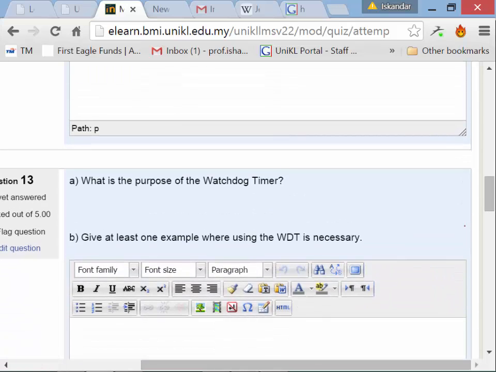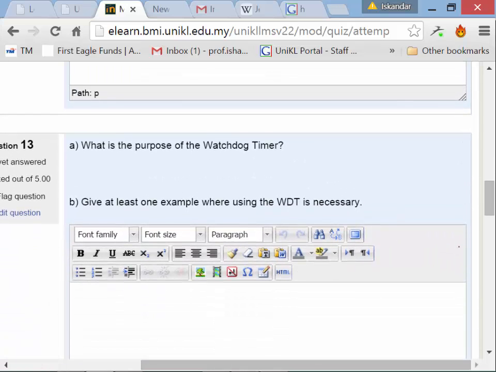What is the purpose of the watchdog timer? And again, I've mentioned this multiple times, it is to reset the processor in the event of a software or hardware failure. Give at least one example where the watchdog timer is necessary. I've repeated the one multiple times of the gasoline pump that won't shut off. It could be a heart rate, a pacemaker. Is everybody familiar with what I mean by a pacemaker? It's a little device that they embed in some old person's chest.